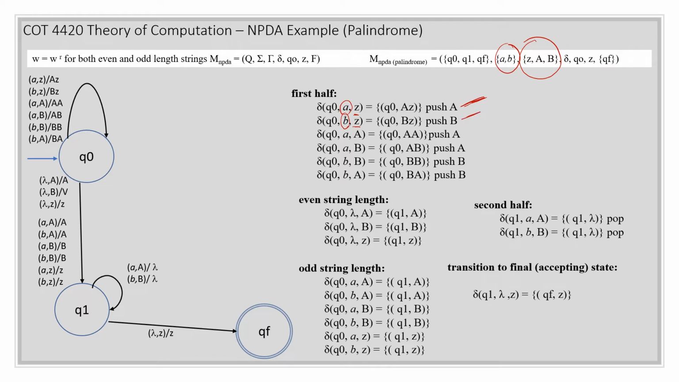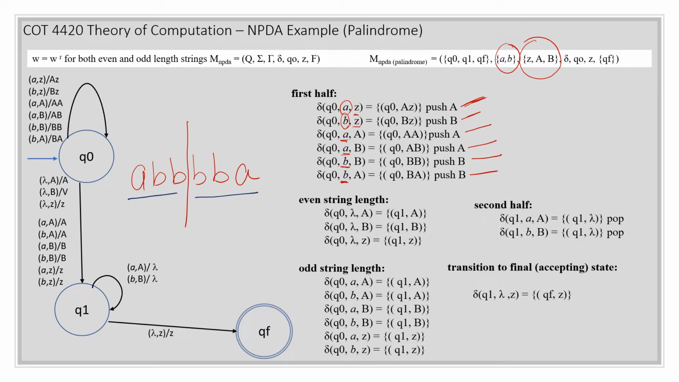So for every A I encounter, no matter what's on the stack, I push an A. I encounter a B, I push a B. So that's the first half of the string. Then you have to deal with the second half of the string. So if your string is A, B, B, B, B, A, you have the first half, and then we want to see if the second half is going to match.